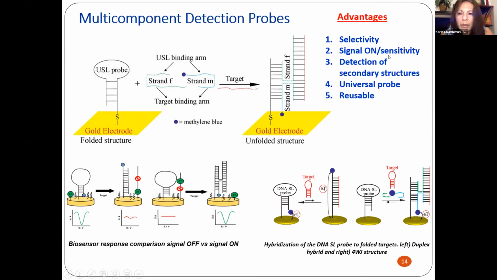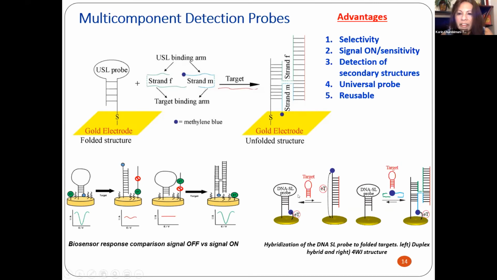Also, there is an improvement in the sensitivity, since the previous sensor that I showed you was a signal off, because it went from signal to suppression of the signal. And now with the four-way junction, since the electroactive species is in the intermediate strand, you start from no signal to a signal upon target hybridization. So now we have a signal on, consequently improving the sensitivity of the sensor.